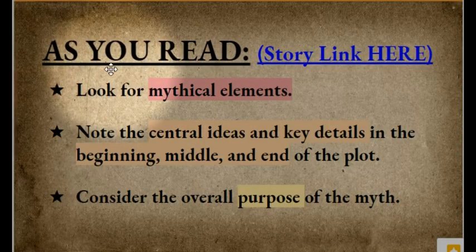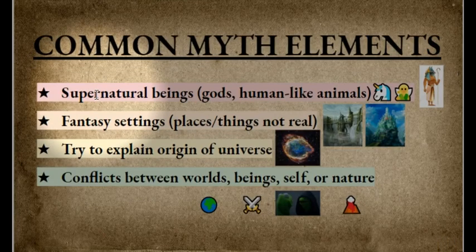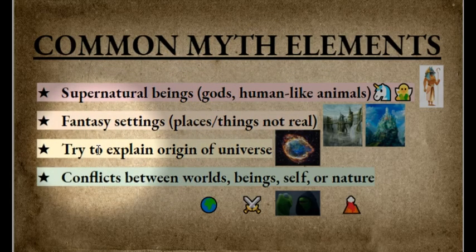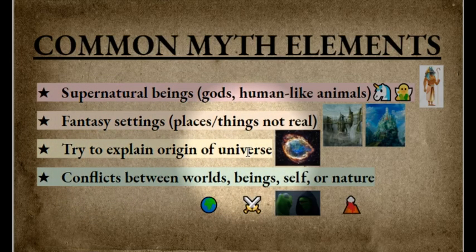In a minute, we're going to click on this link and read the story. But as we read, we're going to look for mythical elements. If we remember, our mythical elements are supernatural beings, so gods or human-like animals, and fantasy settings, so places and things that don't exist in the real world. We're going to see if they try to explain the origin of the universe or why certain things happen the way they do. And we're going to look for conflicts between worlds, beings, yourself, or nature.